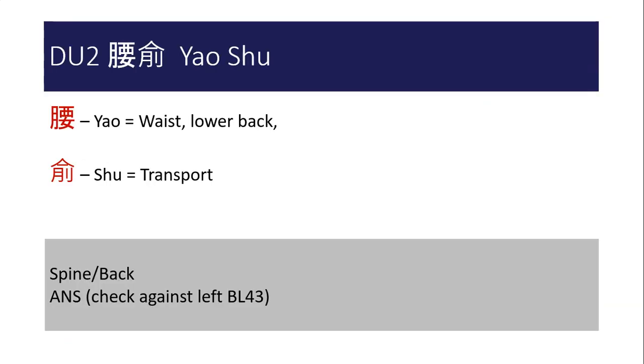Du 2 opens the whole spine up. Okay, and so any sort of spinal problems, I will needle Du 2 upwards. And it's also a very good point for autonomic nervous system disorders, which I will check against left bladder 43, which basically reflects the pacemaker, which is a component of the autonomic nervous system.